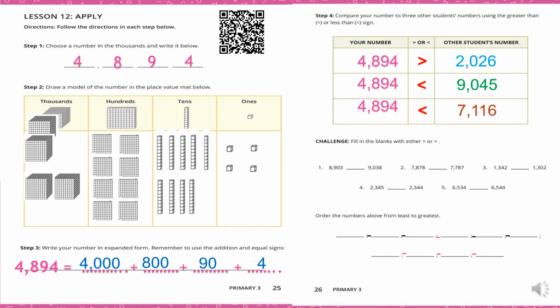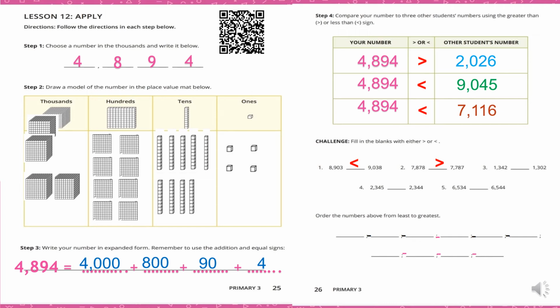Now we have some numbers and we want to compare them. In number 1, in the challenge part, let's read the numbers, 8,903. The second number, or the other number, 9,038. Which is greater? 9,000 or 8,000? Sure, 9,000. In number 2, 7,878, and the other number, 7,787. Which is greatest? We will look at thousands. We have here 7 and 7. So look at hundreds. We have in hundreds here 8, and in the other one 7. So 8 is greater.